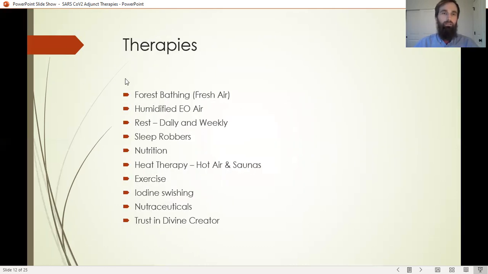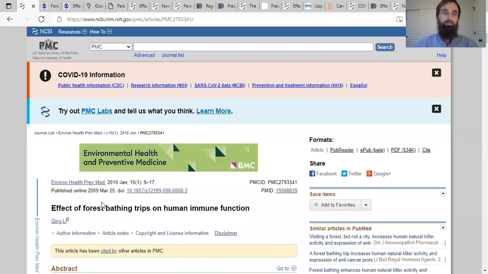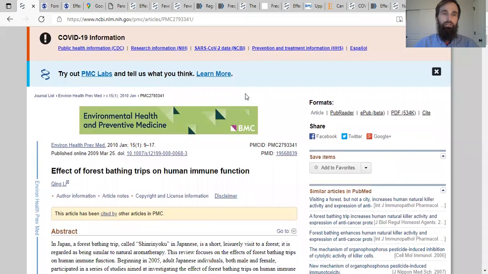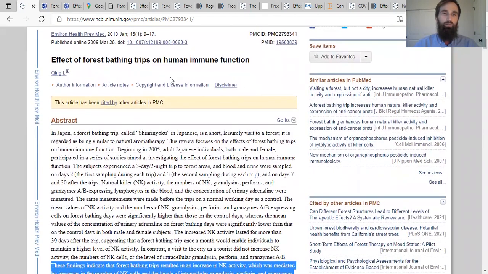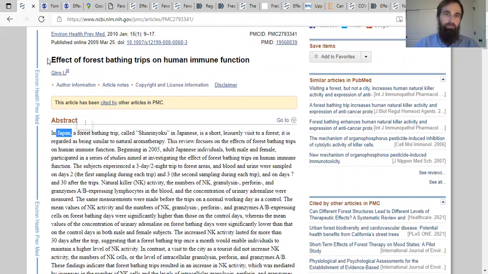I just have to switch screens here. So we can see here. The first thing that we're going to look at is the fresh air aspect. We're going to look at a few studies. These studies were done in Japan. The effect of forest bathing trips on human immune function. Forest bathing is spending time out in the forest, breathing fresh air.